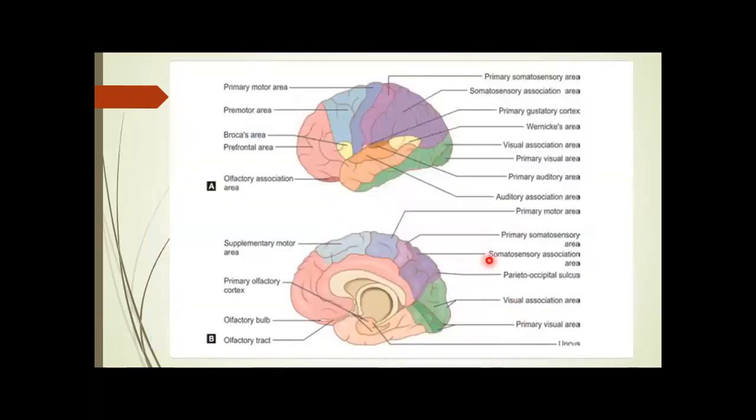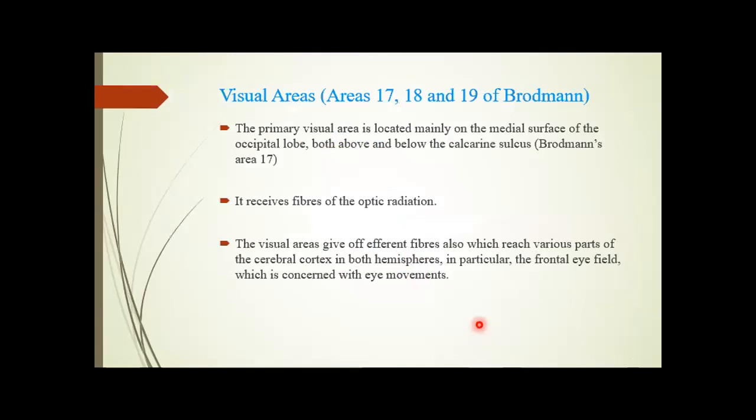Now in this diagram, we can see that along the occipital lobe, here is the primary visual area, and this is the visual association area. So the visual areas are area 17, 18, and 19. And sir, along the medial surface, here is the visual association area, and these are the primary visual areas. The visual areas, which are areas 17, 18, and 19 of Brodmann, are located mainly on the medial surface of the occipital lobe, both above and below the calcarine sulcus.